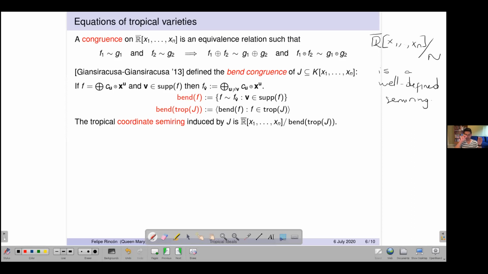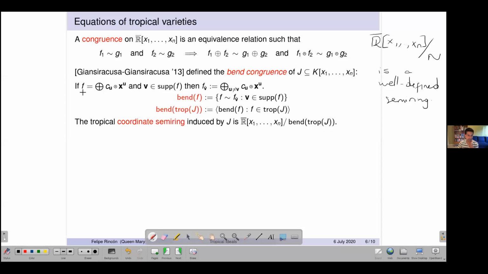Okay, you define the addition of two equivalence classes by representatives, and it's well-defined because of this property, and the multiplication you define by representatives, and it's well-defined because of that property. So congruences are exactly the equivalence relations that allow you to define a quotient semiring in this way. And you want to create one such congruence given a classical ideal. So on the tropicalization of a classical ideal, it tells you when two tropical functions are the same on the tropicalization of this variety. So that's what they did. They named this congruence the bend congruence. So let me tell you what that is.